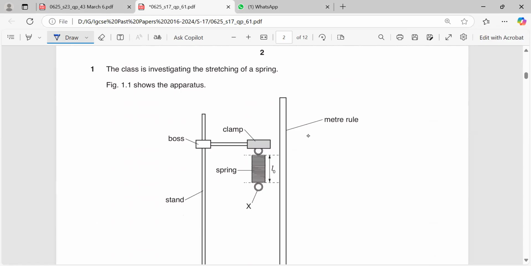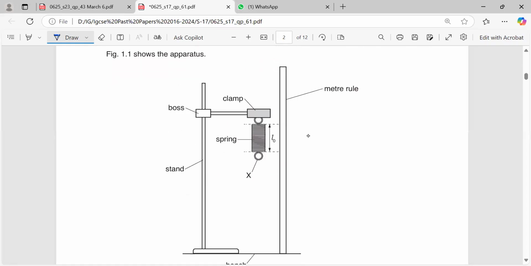The class is investigating the stretching of a spring. Figure 1.1 shows the spring and L0, the original length. This original length is the length of the spring when no load is attached to it. So that is the original length.